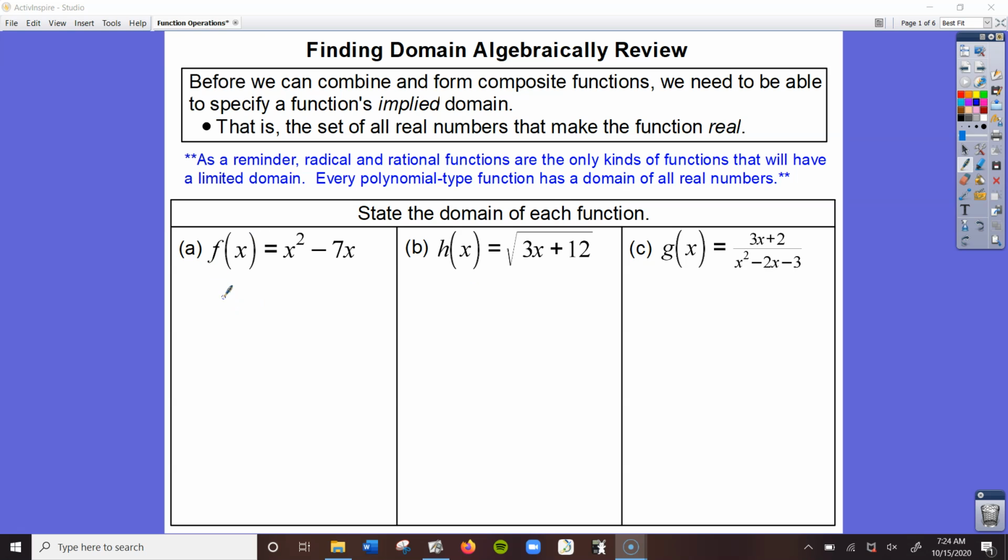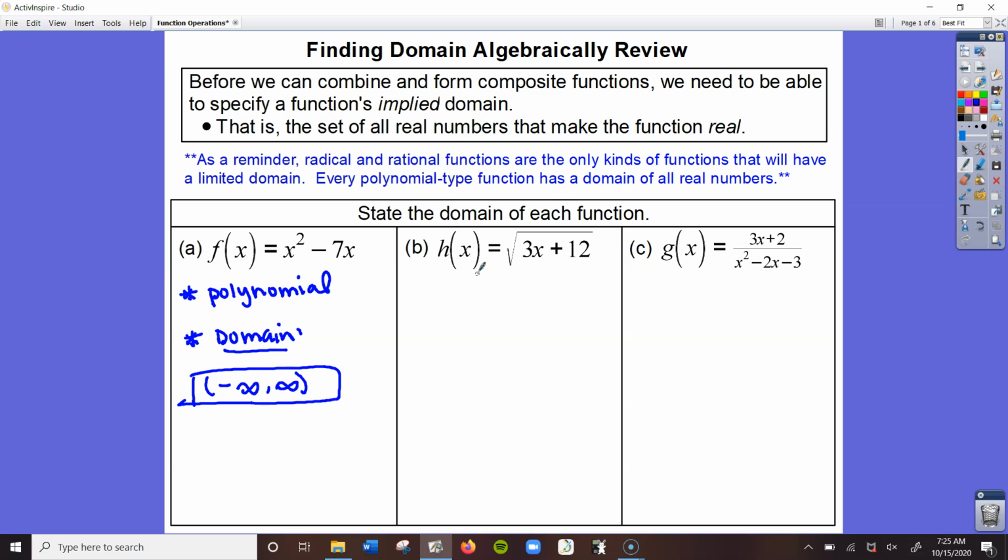If we look at a, f of x is equal to x squared minus 7x, this is considered a polynomial type function. Now why? Because we just have these two terms. It's technically a binomial, but like I said, it's a polynomial type. You just have these two terms here that are being subtracted. So a polynomial is when you have multiple terms and they're either added, subtracted, or whatever the case may be. Since this is a polynomial type function, we can then determine that its domain would be from negative infinity to infinity, since it is all real numbers.